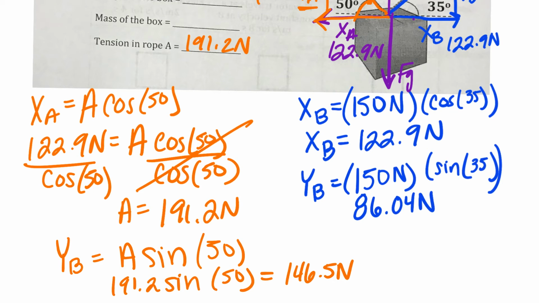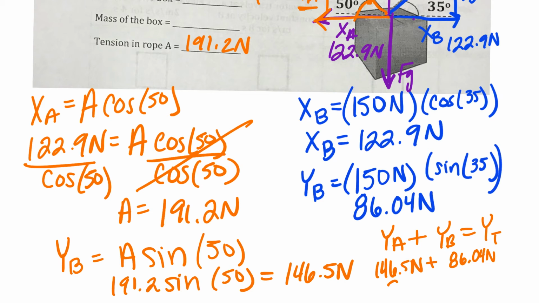Right? So now we ultimately want to add our two Y's together. So we're going to add YA and YB together because that's the total value of Y. And that's going to equal the weight of our box. So YA was 146.5 newtons plus YB was 86.04 newtons. And we're going to add those together.